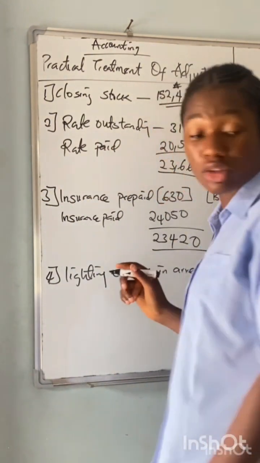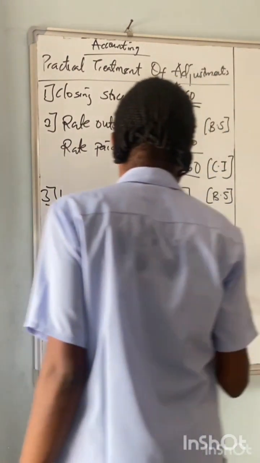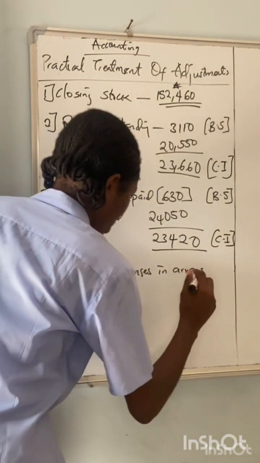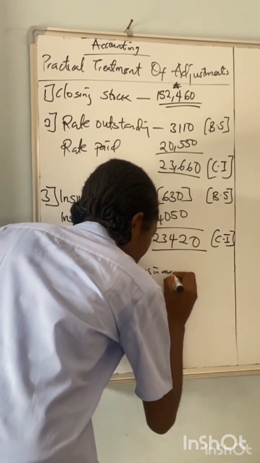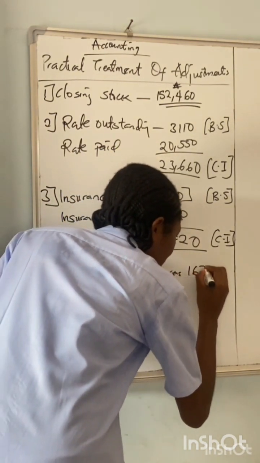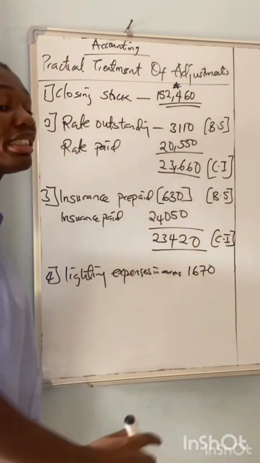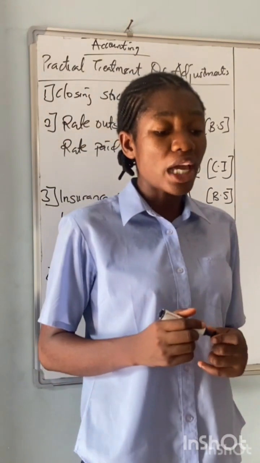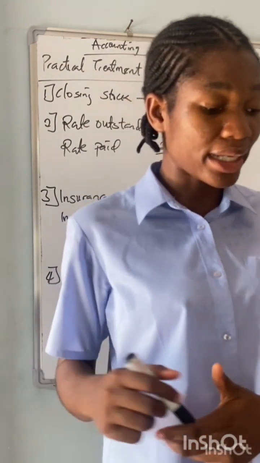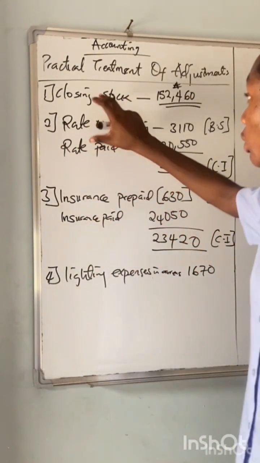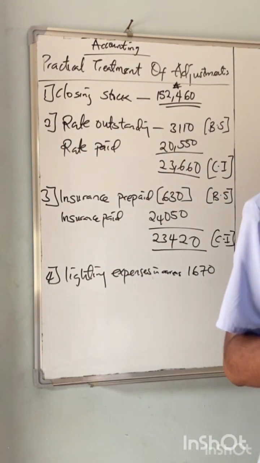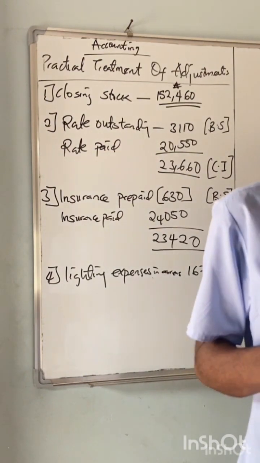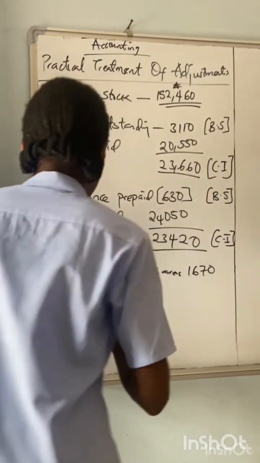So we have that amount to be 1,670, I think. 1,670. That means we are owing this amount. We have enjoyed, but we are yet to pay. It's still the same thing as owing, like I said. So we are going to be adding it the same way we treated this. We are going to be adding it to the amount we paid in the trial balance. So our lighting expenses in the trial balance is 8,590 naira.